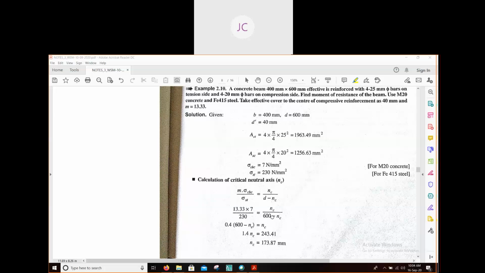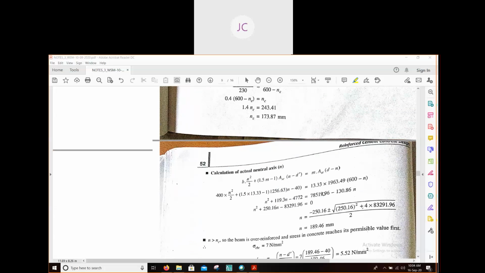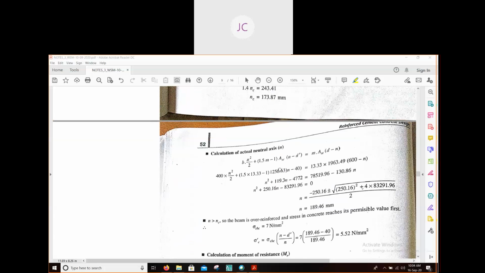After getting the critical neutral axis depth, next we have to find the actual neutral axis depth. This is the formula. All of you please try to solve this. Take your pen and paper and write down these things so it will be easy for you to understand.